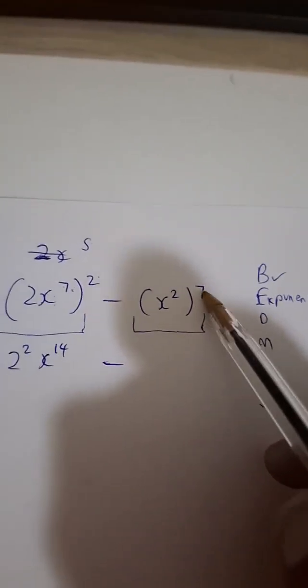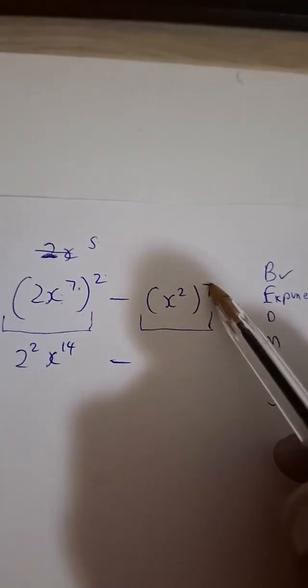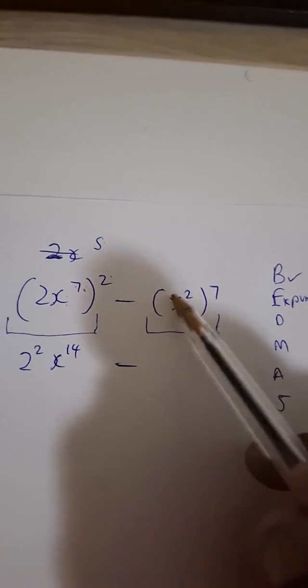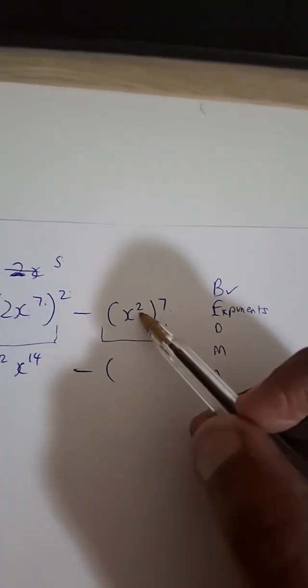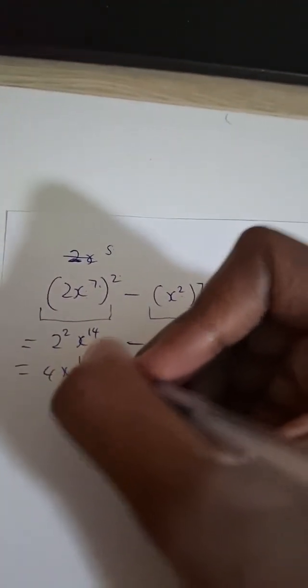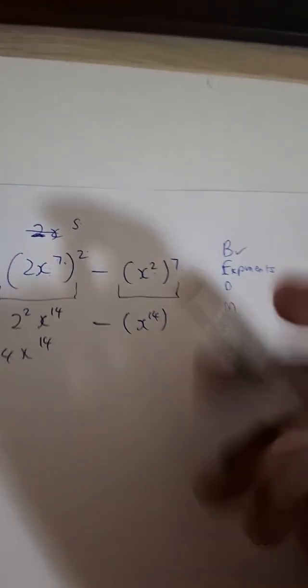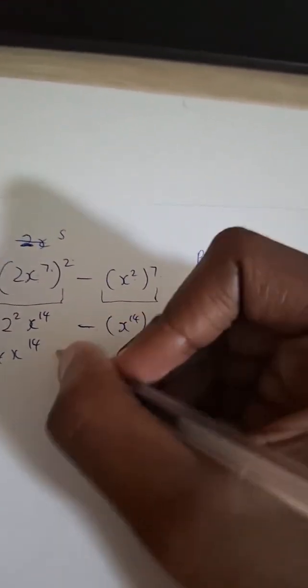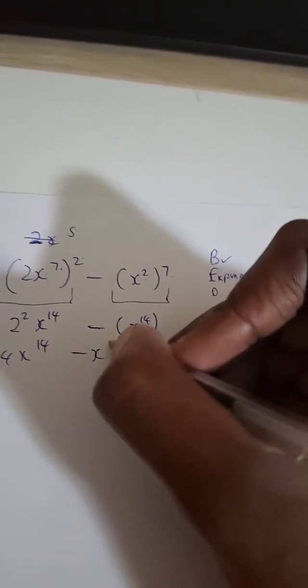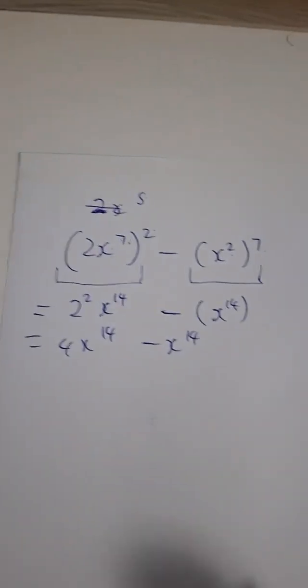Then minus. Same thing, the exponent 7. It's an odd exponent. We apply it to the sign inside the bracket, which is positive, which stays positive. Then we apply that exponent to the variable and its exponent, so it's x to the power 14. Then we say 4x to the power 14, negative times a positive. Now we can apply the negative sign and remove the bracket. It's x to the power 14.